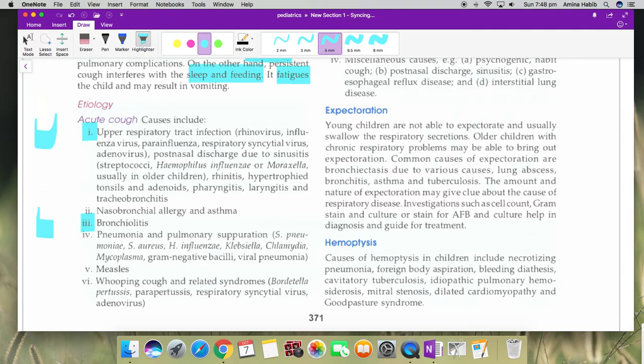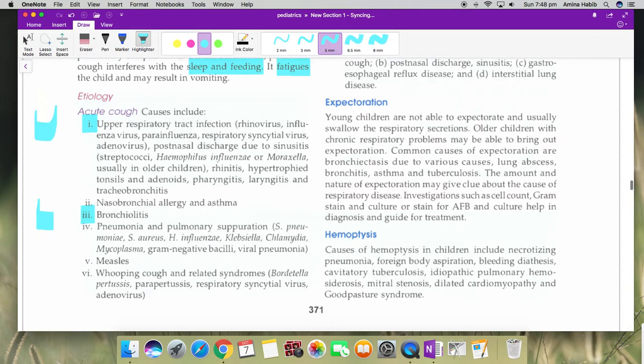Upper respiratory tract infections, you can tell n number of them. Name all the viruses: rhinovirus, parainfluenza, influenza, respiratory syncytial virus. Apart from that, other causes: sinusitis, tonsils, adenoids, pharyngitis, laryngitis, and tracheobronchitis. So the most common conditions are acute common cold, sinusitis, tonsils, adenoids, pharyngitis, laryngitis, tracheobronchitis. This is how it is given. The third point is the lower.